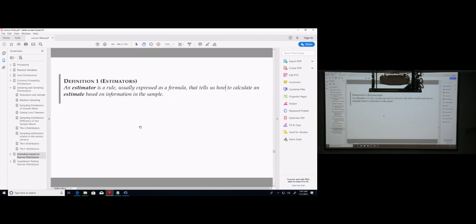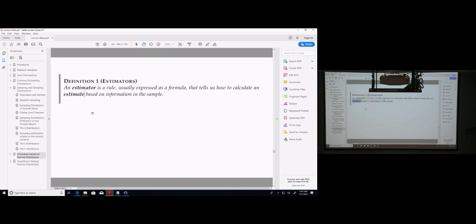So an estimator is a rule, expressed as a formula, that tells us how to calculate an estimate based on information in the sample. Maybe I should emphasize this: an estimator is a formula, all right? That formula is conceived even before you collect the actual sample. But the estimate is after you have collected the sample, and then you know the individual values, and you plug the individual values into this formula, and so you will come up with a number. And this is what we call an estimate.